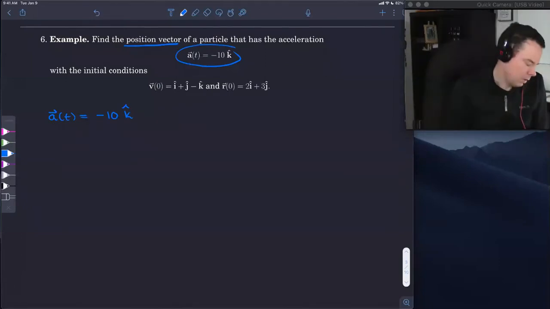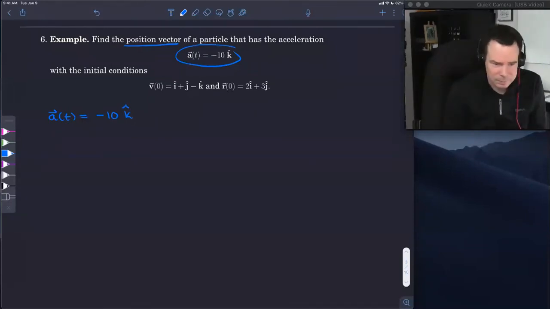We've got a couple of initial conditions. We know the initial velocity and the initial position of our particle, and we know that it's accelerating downward at -10.